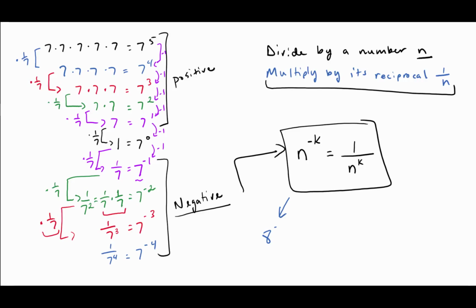So let's look at a more specific example here. Let's say I had 8 to the -3 power. Well, the 8 is on the top. To reciprocate it, it's just going to go on the bottom, and then I have taken care of that negative, so it becomes 8 to the 3rd power. So 8 to the -3 is really just the same as 1 over 8 to the 3rd.